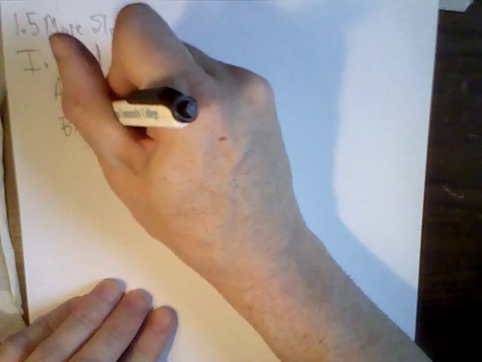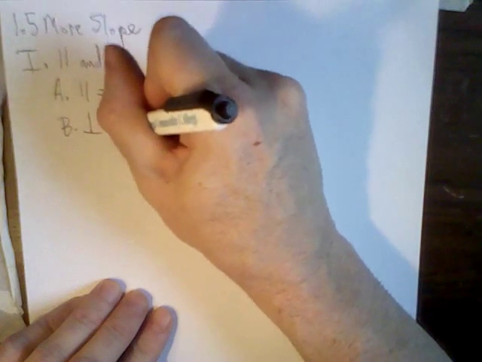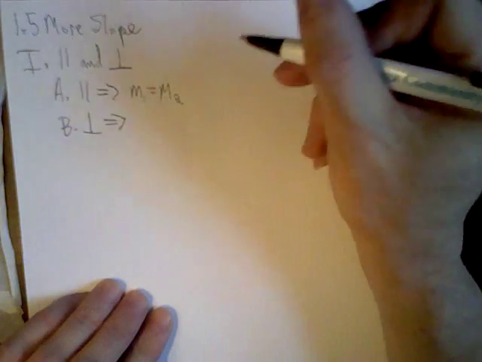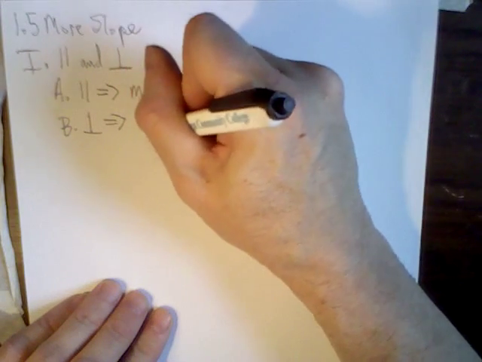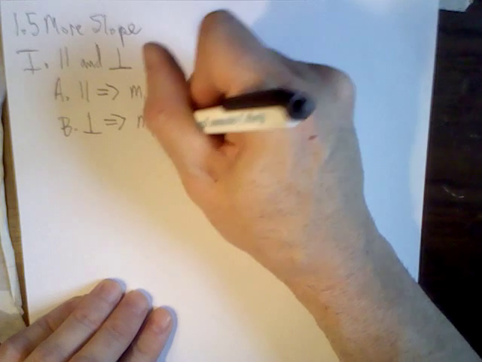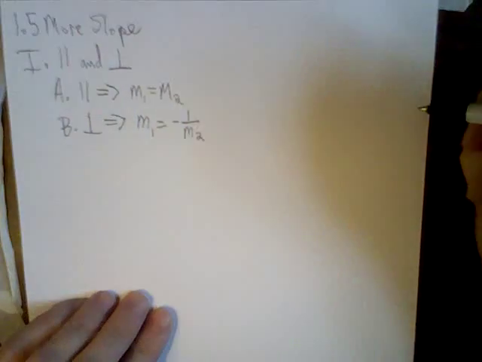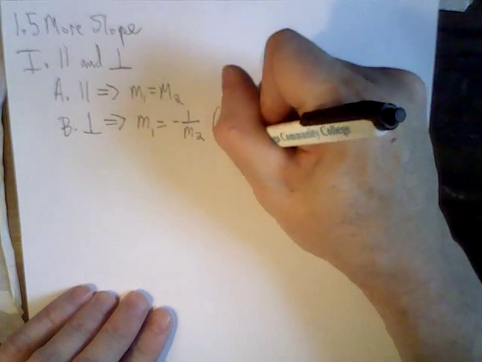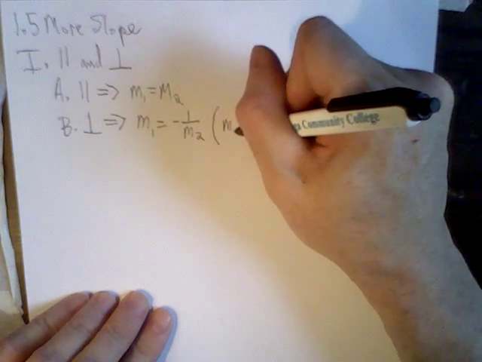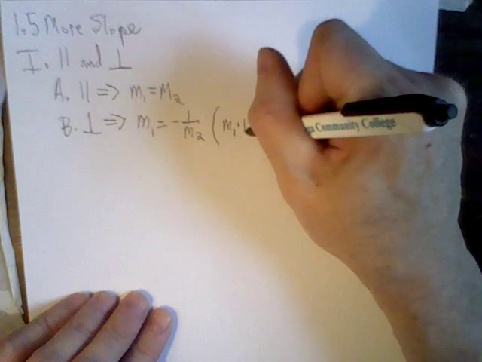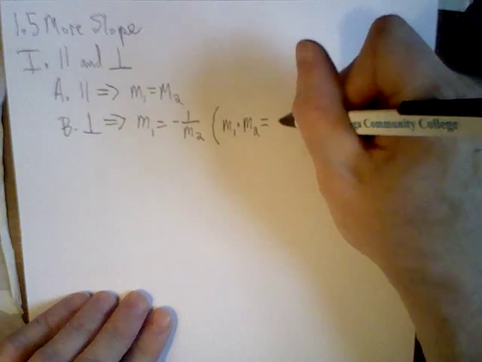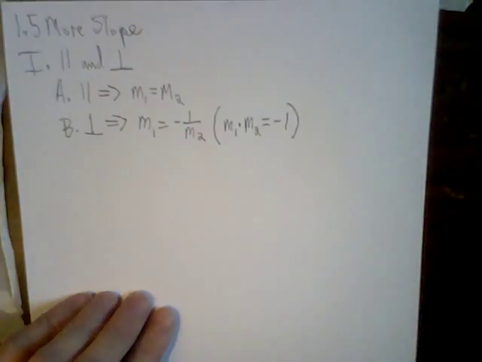Part B then, if you have perpendicular lines, that's going to imply that the slopes are negative reciprocals of each other. So slope 1 will equal -1 all over slope 2. But also you can think of this as saying when you multiply the two slopes, m1 times m2, this will result in a -1.